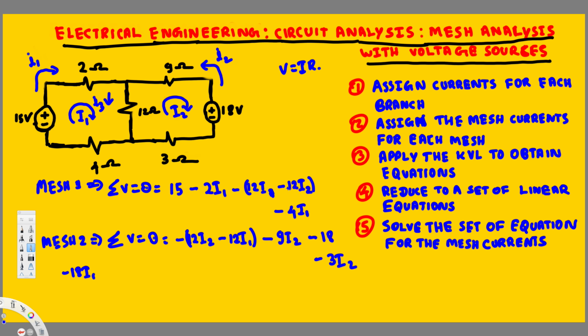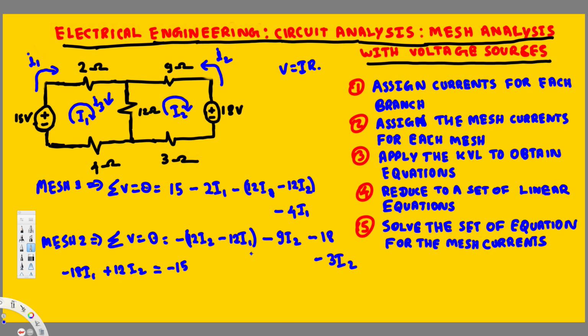And let's add the i2s together. So we only have this i2, and that is going to be positive, right? Because minus minus, that's going to make this one positive. So here we're going to have 12 plus 12i2, and if I move this 15 to the other side of the equation, that's going to be minus 15. And this is our first equation.